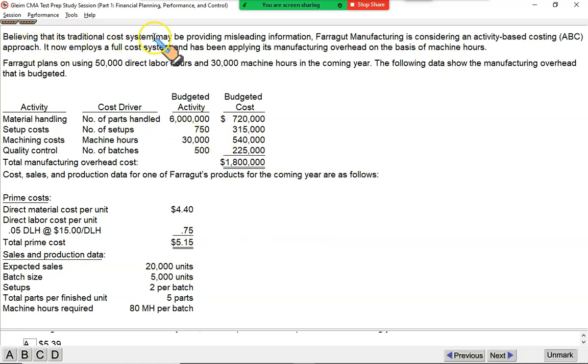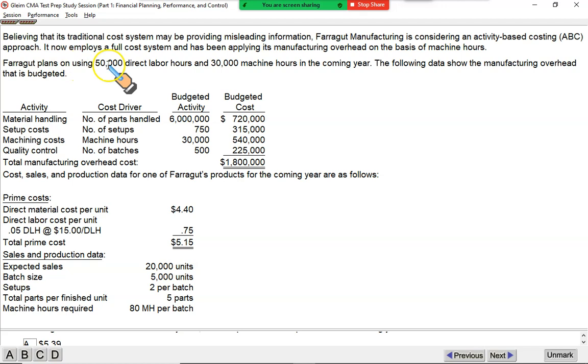Believing that its traditional costing system may be providing misleading information, the traditional system, the peanut butter approach, uses a single rate for every product. Farragut Manufacturing is considering an activity-based costing approach. It now employs a full cost system and has been applying its manufacturing overhead based on the machine hour. This is the previous, traditional system. Overhead is applied based on the machine hour, not on the activity driver.